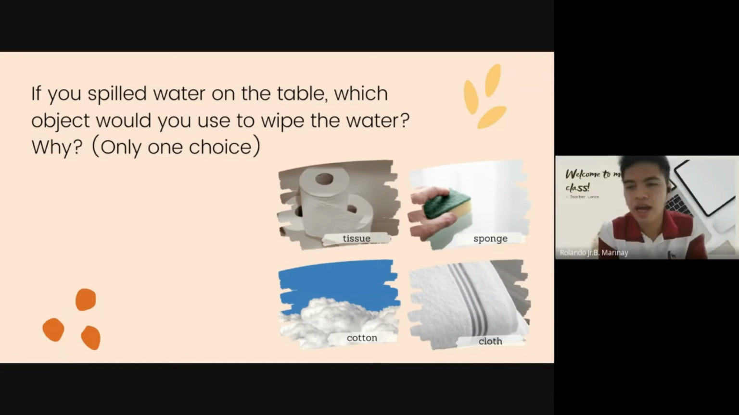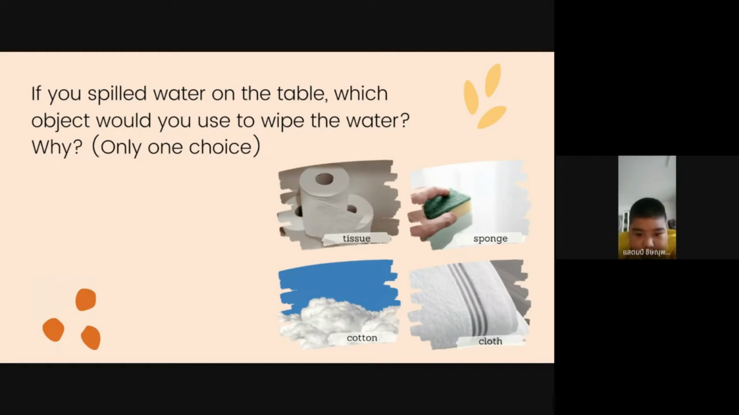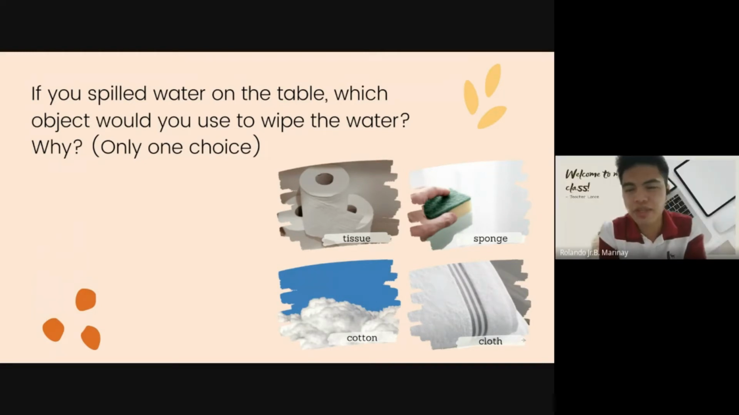Tissue. Okay, let's ask Smile and then Stamp. Smile first. You're going to use tissue? Stamp says tissue. What about Smile? Cloth. Okay. Why? Stamp, why tissue? You want to wipe the table with tissue. Poem, what are you going to use to wipe the table if you spill water on it? Tissue, sponge, cotton, or cloth?